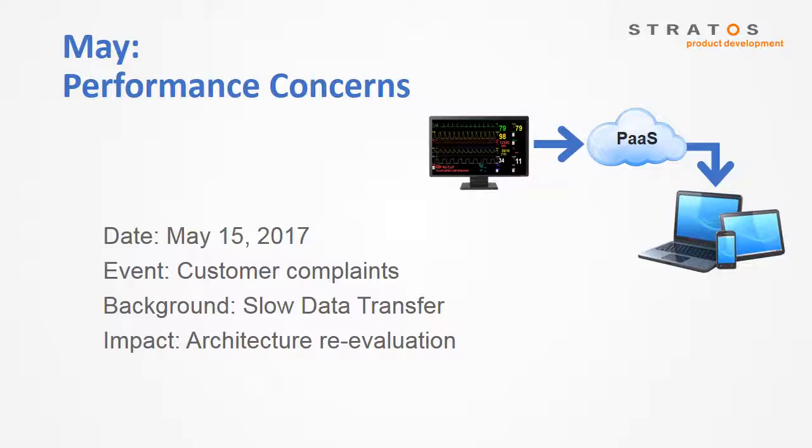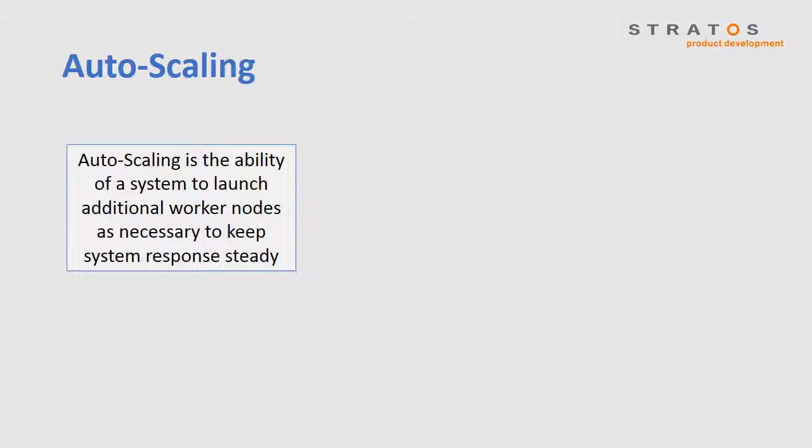So what does it take to keep a cloud system performant? Let's start with auto-scaling. Auto-scaling is the ability of the system to respond dynamically to load by launching additional worker nodes to keep system response steady. To explain this graphically, I'm going to introduce one of Amazon's AWS reference architectural diagrams, because it is very descriptive, if a little busy.